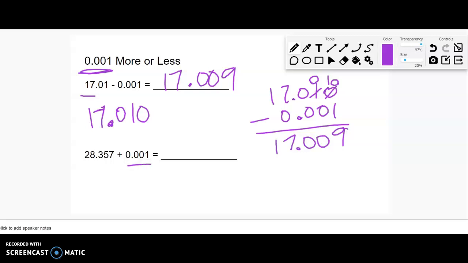Now I have 1,000th more than 28 and 357 thousandths. Well, I have 7 thousandths. I want one more, so I'd have 8 thousandths. So 28 and 358 thousandths. All right, so I'm just finding 1,000th more.